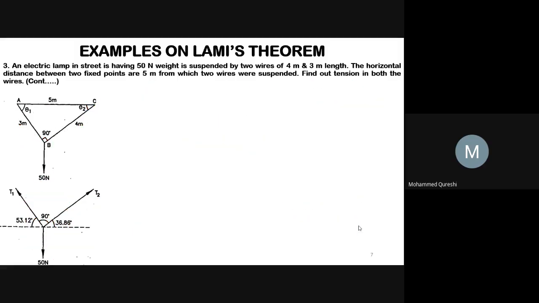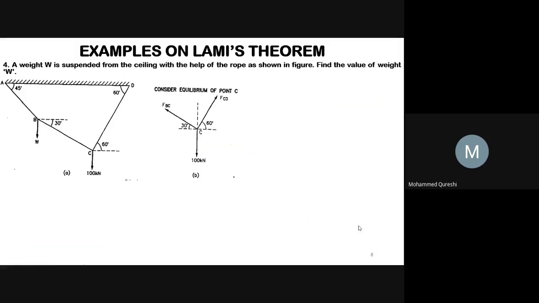Now we will go for another example. A weight W is suspended from the ceiling with the help of a rope as shown in the figure. Find the value of weight W, means we have to calculate the value of weight W. So 100 Newton force is given and W is unknown, and we have to calculate the value of W.